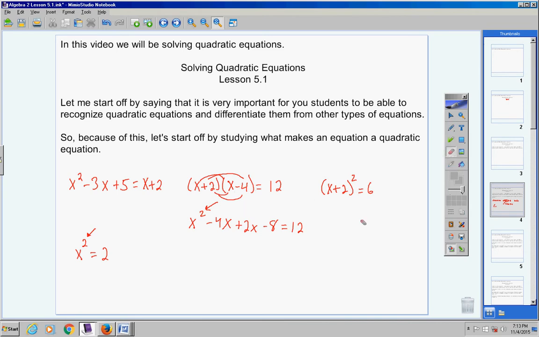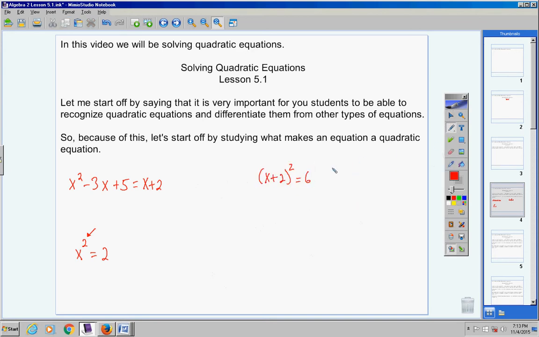How about this one over here, guys? Look at this. This looks like I've made a mistake here, but actually I haven't. x plus 2 squared means, right, x plus 2 how many times?